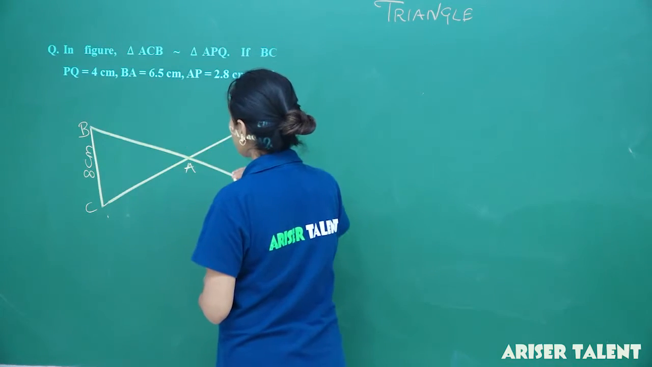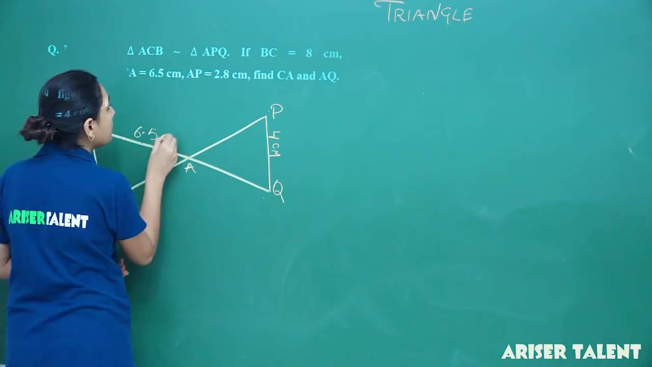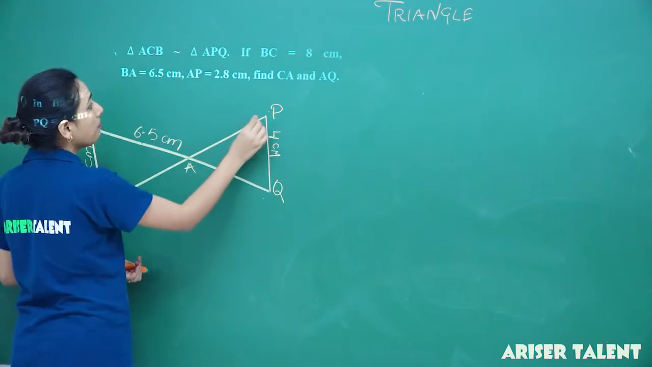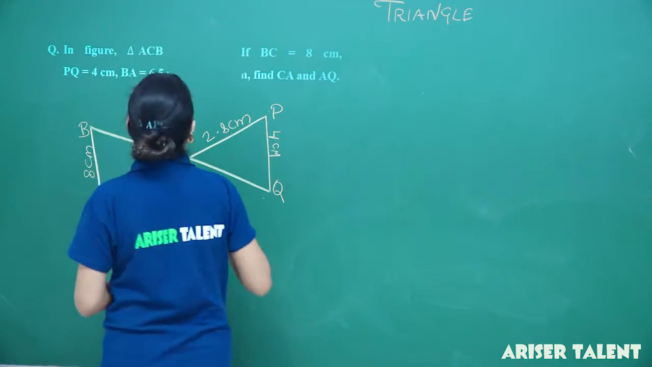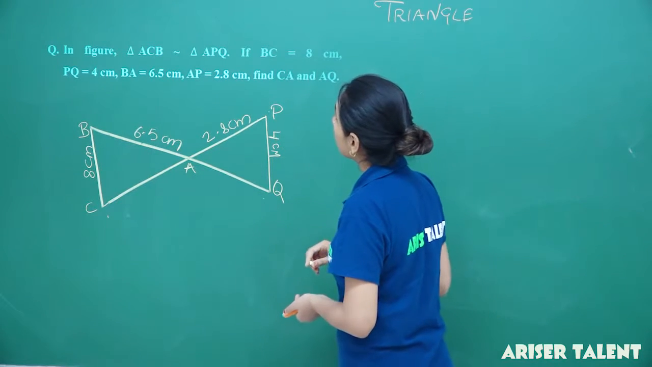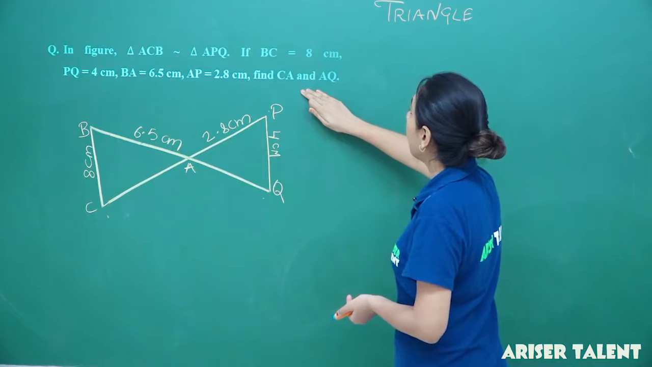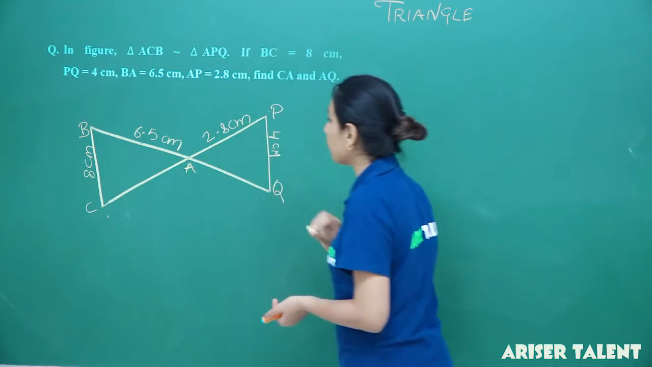BA equals to 6.5 centimeter and AP equals to 2.8 centimeter. Right. Now, find CA and AQ. So, we have to find this CA and this AQ.